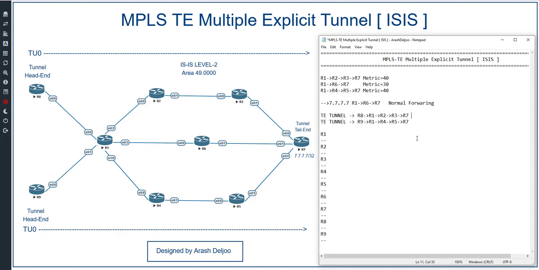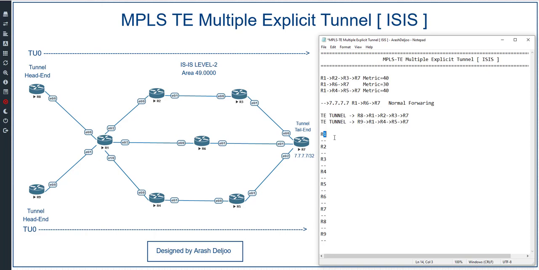Let me start the configuration of this scenario. I am going to configure the scenario from scratch. After configuration of every part of the scenario, you can stop the video and configure that part, and after that watch the video again, then stop again, and so on.